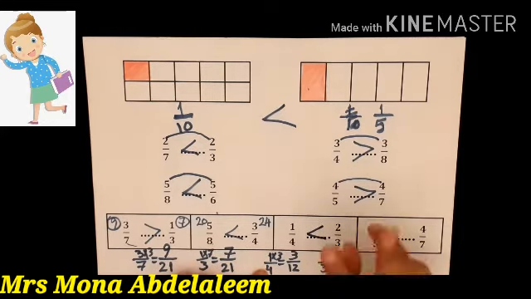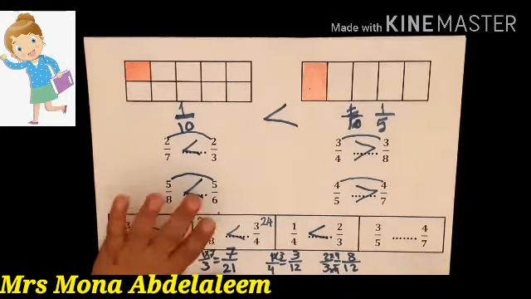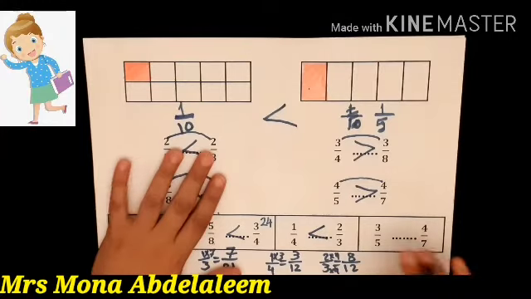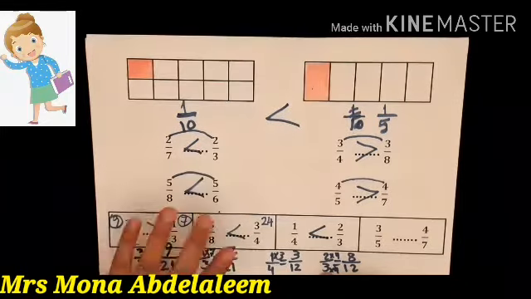I have two methods for comparing between two fractions. First method, make cross multiplication. Second method, find the common denominator. As you like. Any way to solve the problem. As you like. It's your choice, whichever you want.